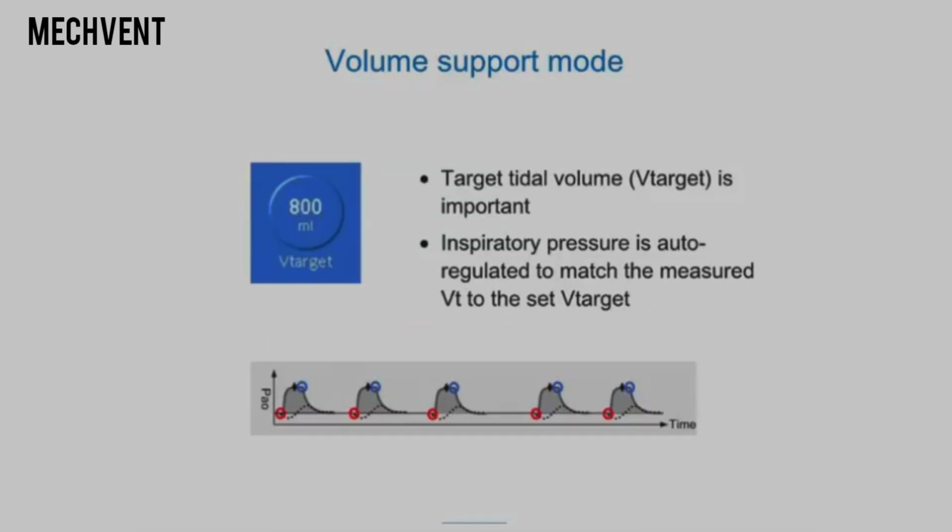The ventilator automatically regulates the inspiratory pressure after every breath to match the monitor tidal volume to the set target volume. You need to adjust the setting of target volume to meet the patient's ventilatory demand, which may change over time. Failure to do so can lead to unwanted hyperventilation or hypoventilation. The volume support mode has just one possible scenario.